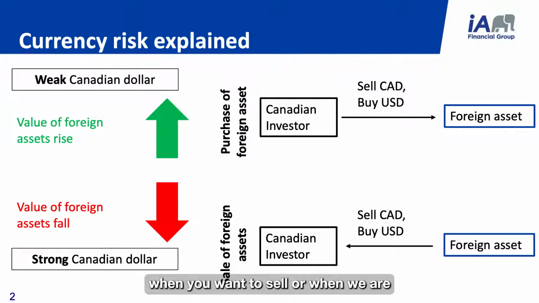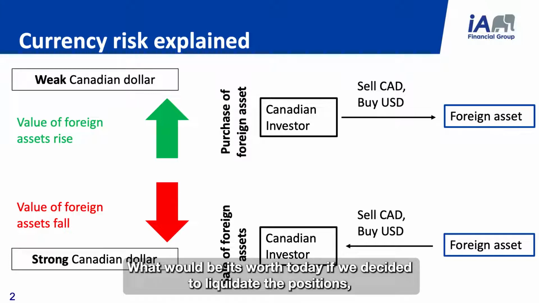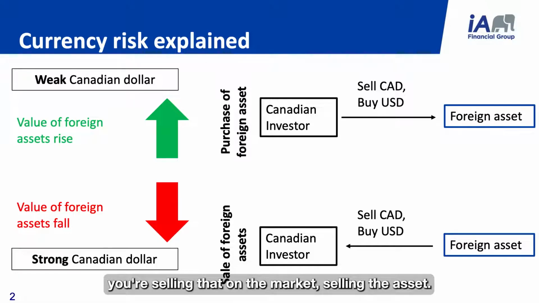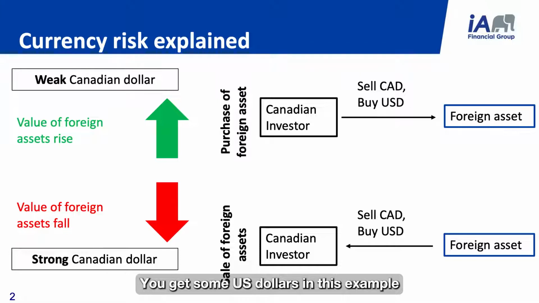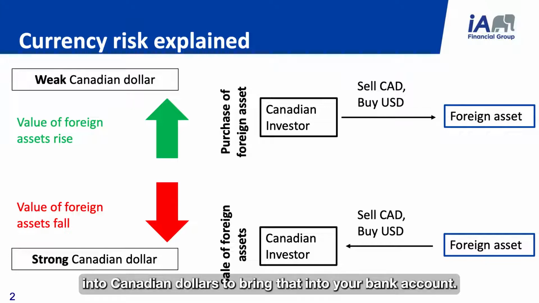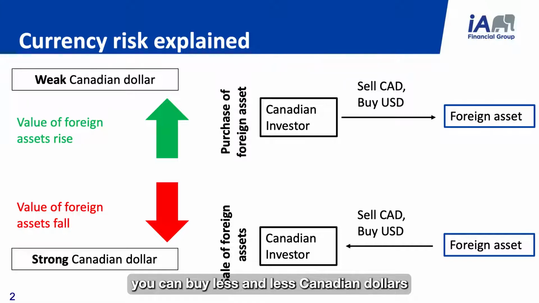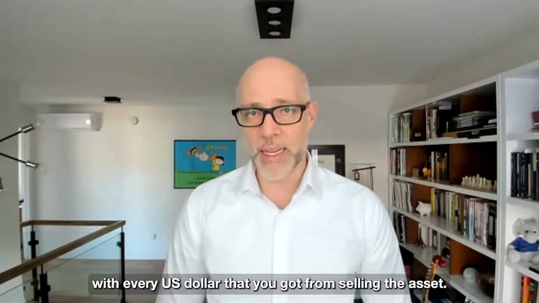When you want to sell, or when we are evaluating the value of your portfolio, what would it be worth today if we decided to liquidate the positions, then it's the opposite that happens. When you're selling your foreign assets on the market, you get some US dollars in this example, and then you need to convert these US dollars into Canadian dollars to bring that into your bank account. So you're selling the US dollar, buying the Canadian dollar. If the Canadian dollar becomes stronger and stronger, you can buy less and less Canadian dollars with every US dollar that you got from selling the asset.